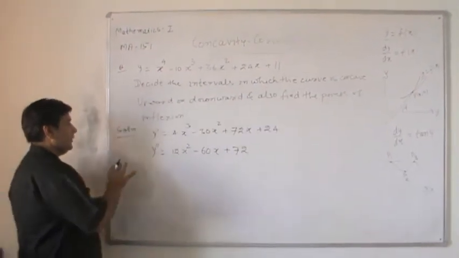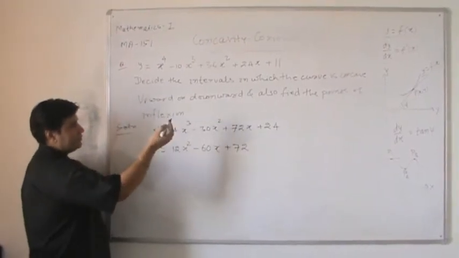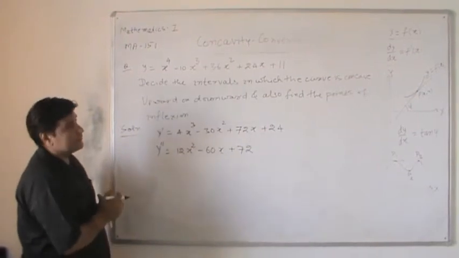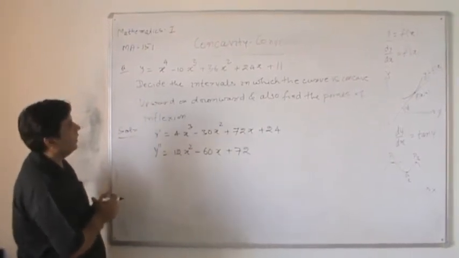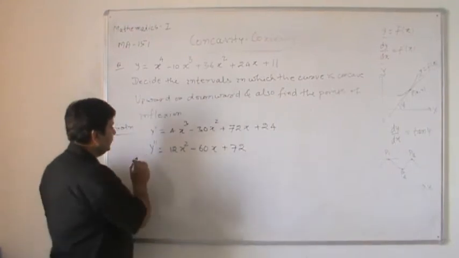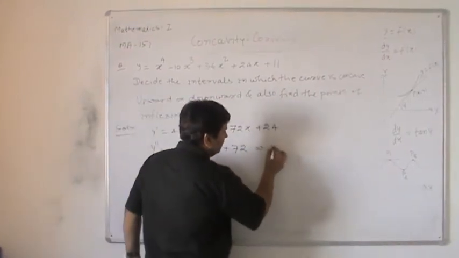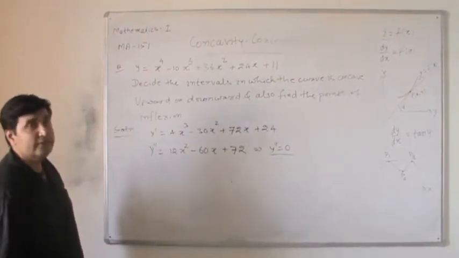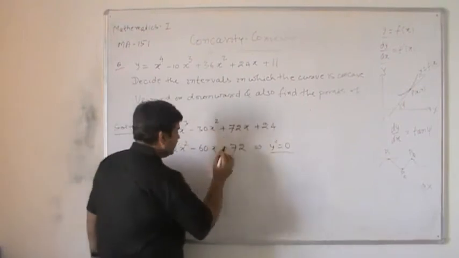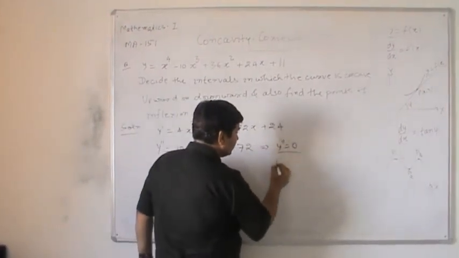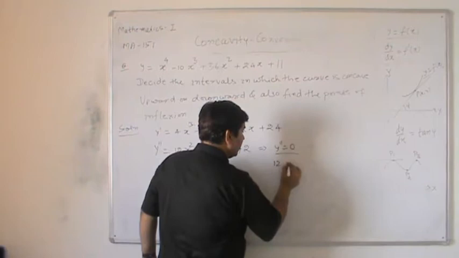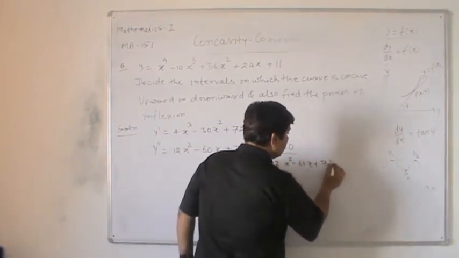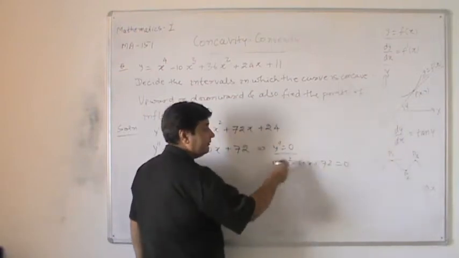Now, because we have to decide points of inflection, and we have to decide the intervals in which the curve is concave upward or concave downward, what we will do? First, we will calculate the points where the second derivative is 0. So, if we try to calculate those points, we will get this equation, 12x square minus 60x plus 72 equal to 0.